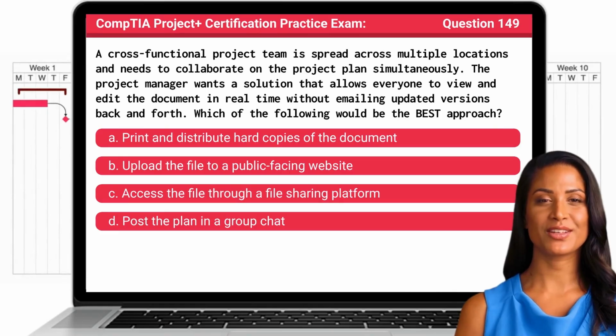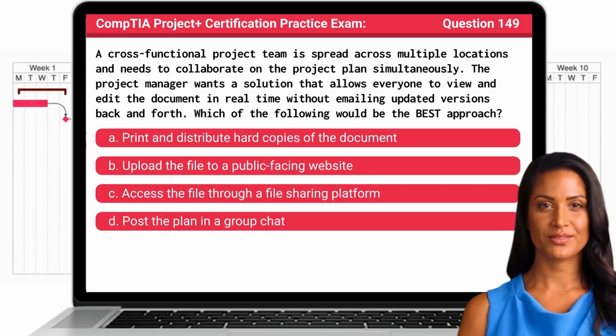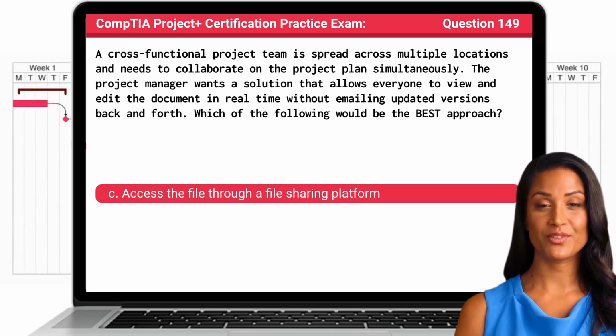Question 149. A cross-functional project team is spread across multiple locations and needs to collaborate on the project plan simultaneously. The project manager wants a solution that allows everyone to view and edit the document in real time without emailing updated versions back and forth. Which of the following would be the best approach? The answer is C. Access the file through a file-sharing platform.